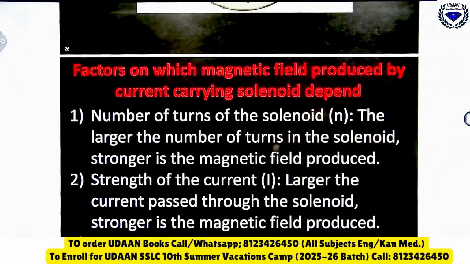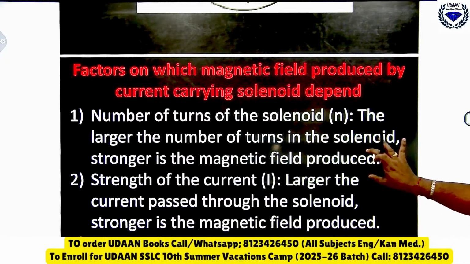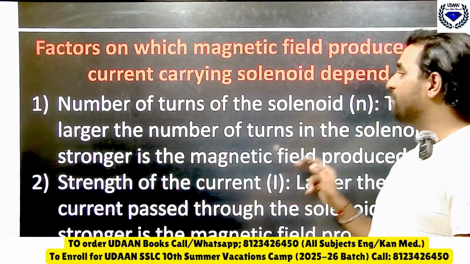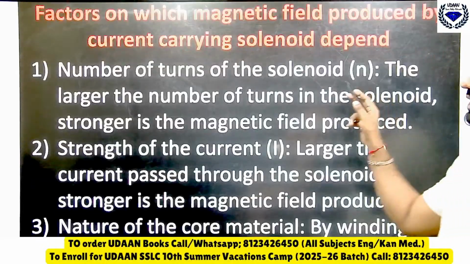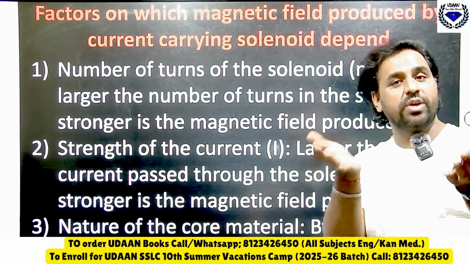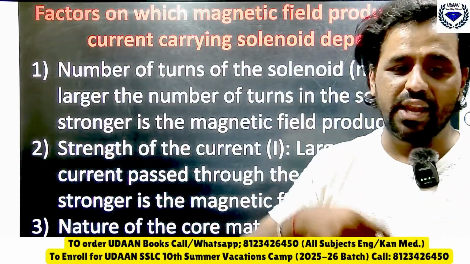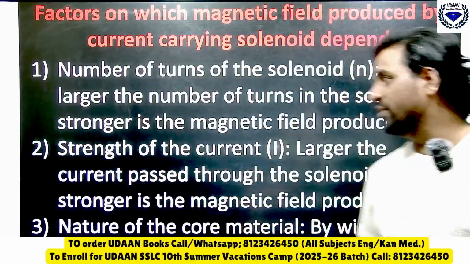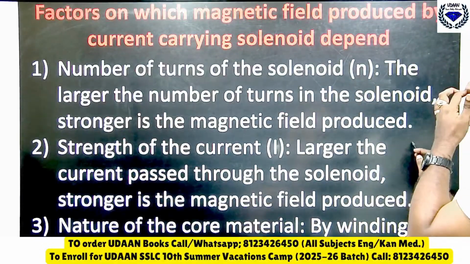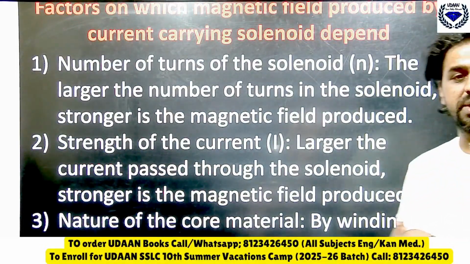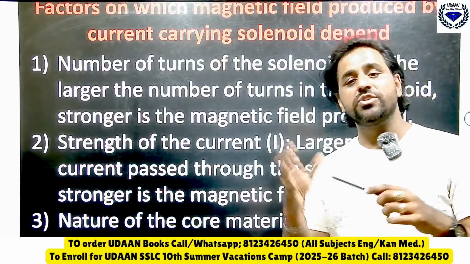Then, factors on which the magnetic field produced by a current carrying solenoid depends. Again it is a fixed question. So the first factor is the number of turns of the solenoid. The more the turns, the more the magnetic field you will get. The larger the number of turns in the solenoid, the stronger is the magnetic field produced. Second, it depends on the strength of current.